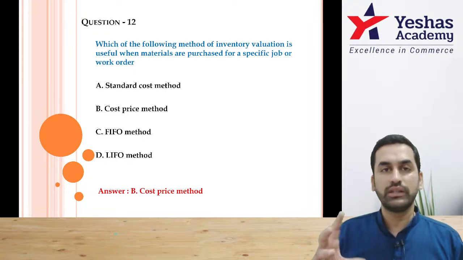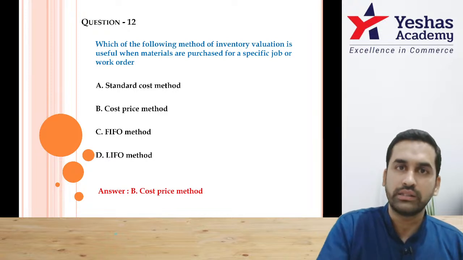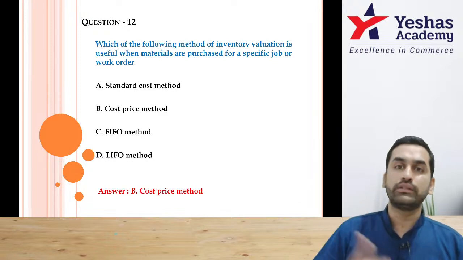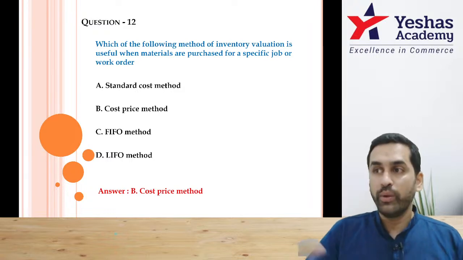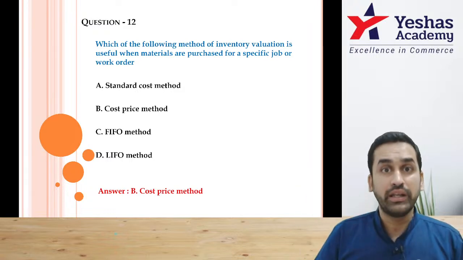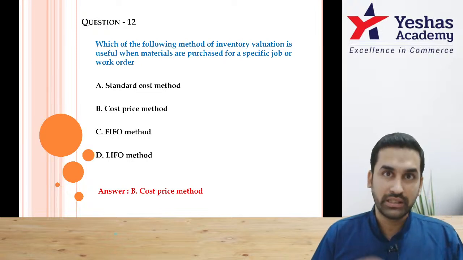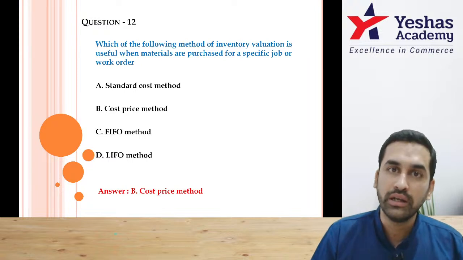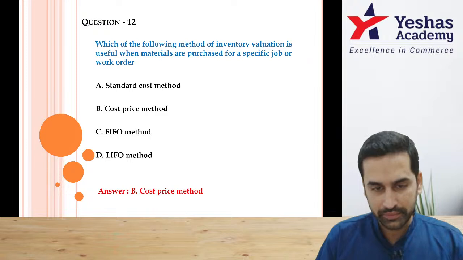See, standard cost is you set a standard and use the same cost for all customers. FIFO, LIFO, oldest one you will use first. In LIFO, latest one you will use first. But when question says you went to market, purchase that raw material because there is a specific customer who wants it. Because there is a specific customer who wants it. That means it is better you follow specific cost method.